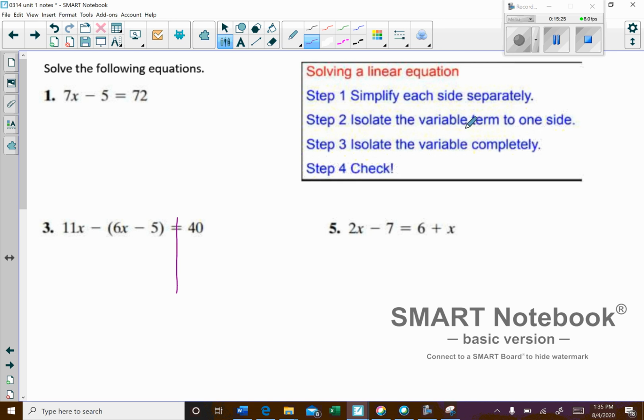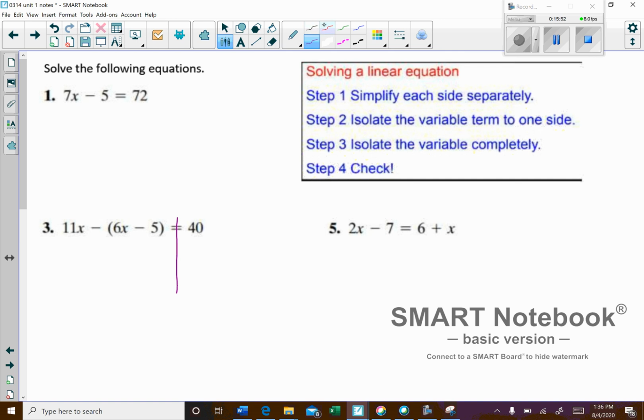Step 2 is isolate the variable term to one side. If the variable appears on both sides, as you can see on number 5, you need to pick a side. It really doesn't matter which side, but you need to pick a side and somehow isolate it to one side. Then isolate the variable completely once that takes place. And then we'll check our answer. We won't check them all, but maybe we'll check a couple of them just so you can see how this works.